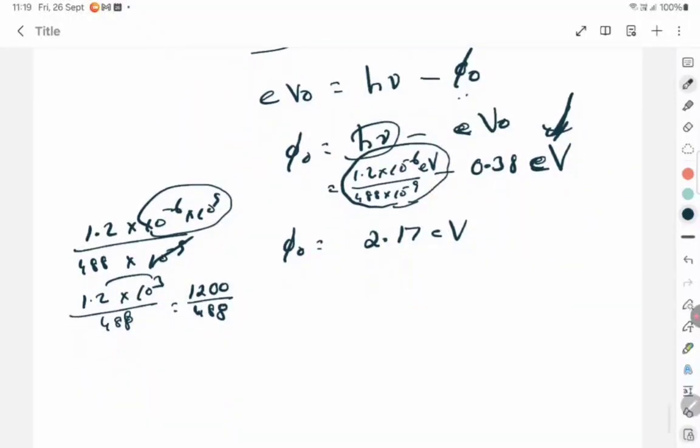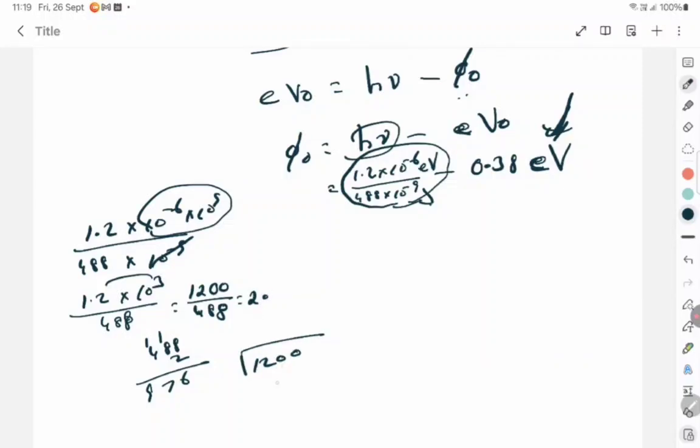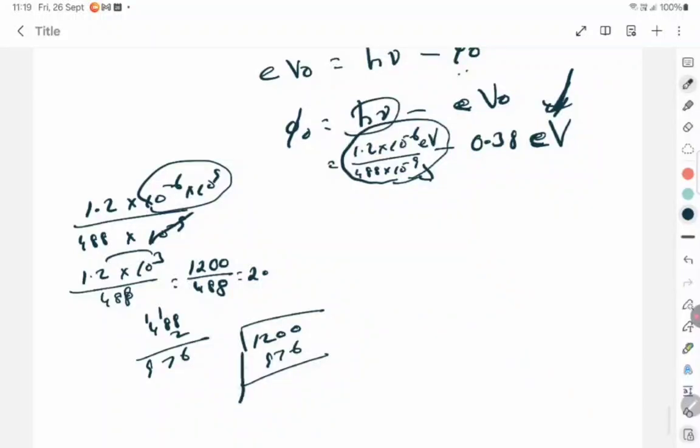So now it's easier for us to calculate. When you do this, 488 into 3 will exceed 12, so it must be 2 point something. 8 2s are 16, 17, 4 8, 9, 76. So it's 1200 and 976, which when subtracted, you're dividing it by 488, remember that.